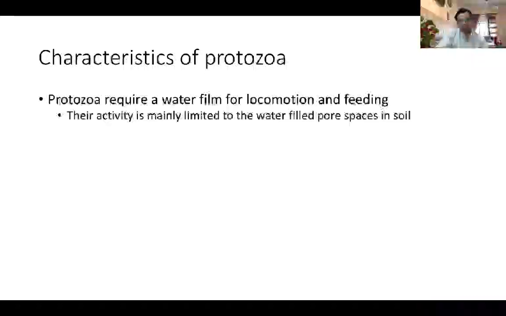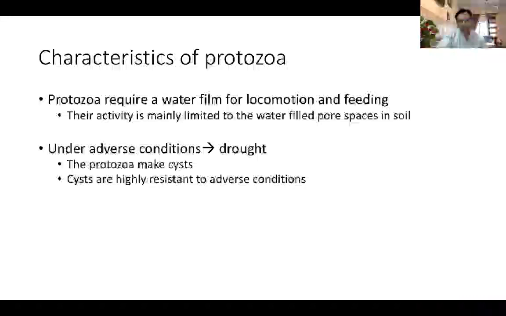Now, the protozoa require a water film for locomotion and feeding. So availability of water is a very serious requirement for protozoa. That's why protozoa can only show activity in the water-filled pore spaces present in the soil. Under adverse conditions in soil, when water is not available in drought conditions, the protozoa make cysts. The cysts are highly resistant structures, and they are the survival structures under adverse conditions.